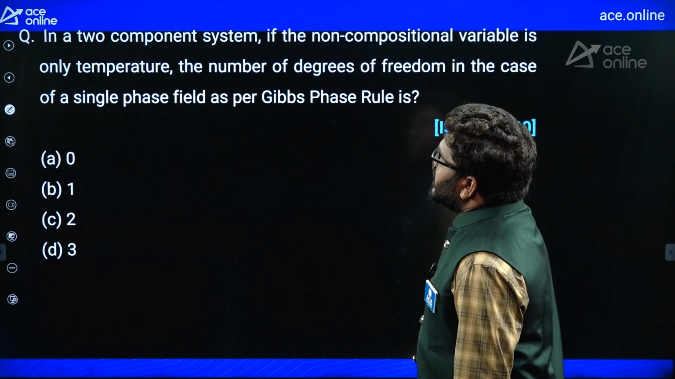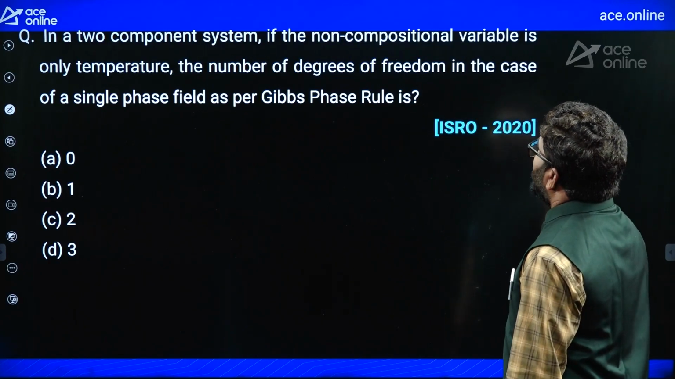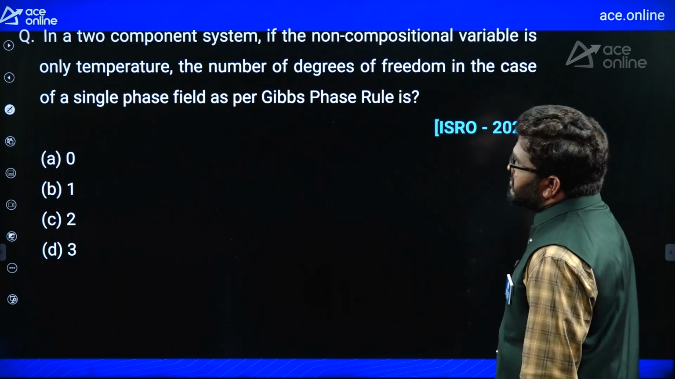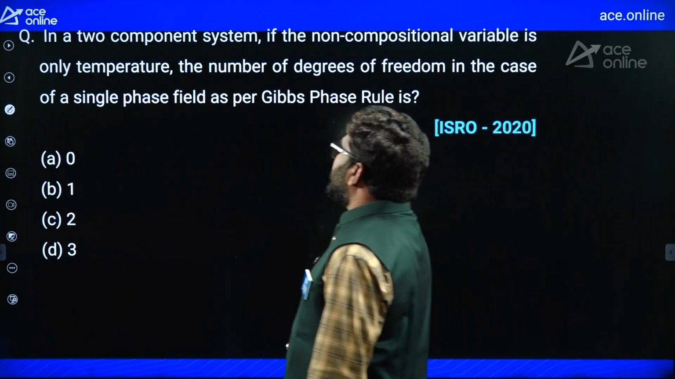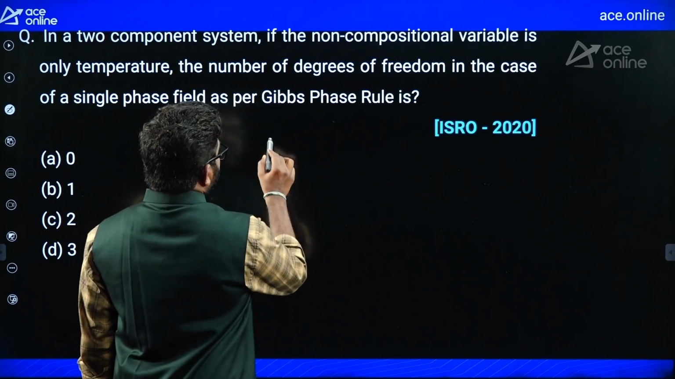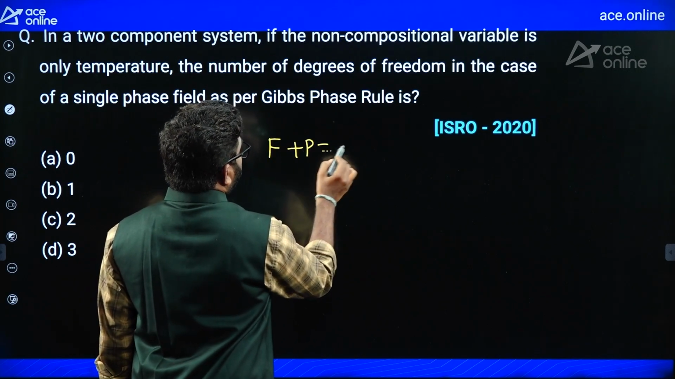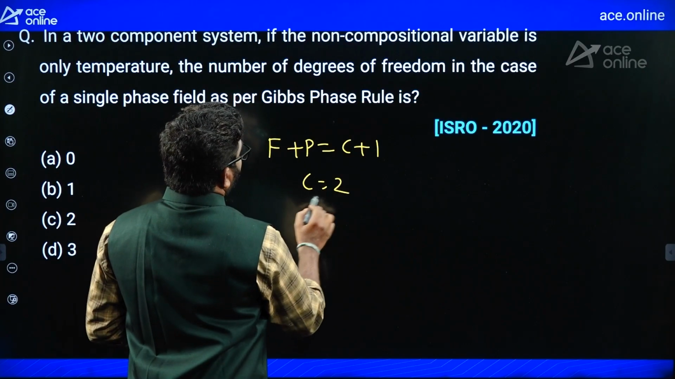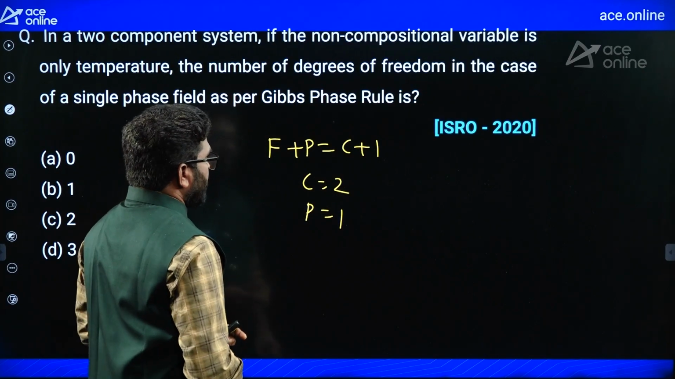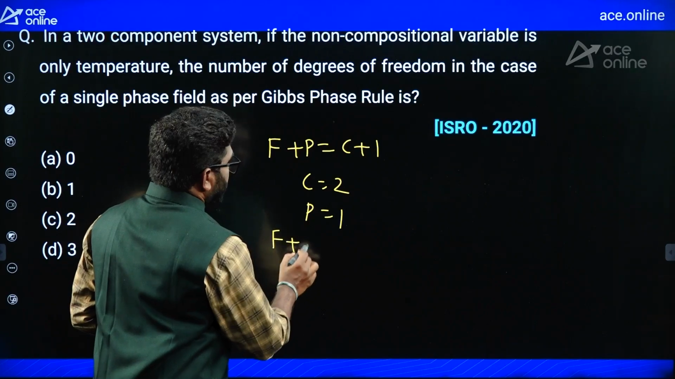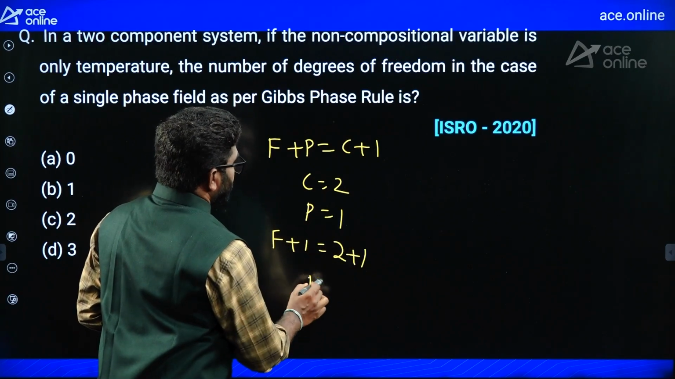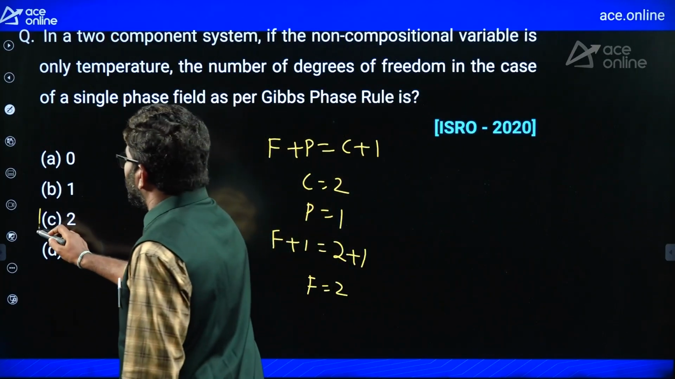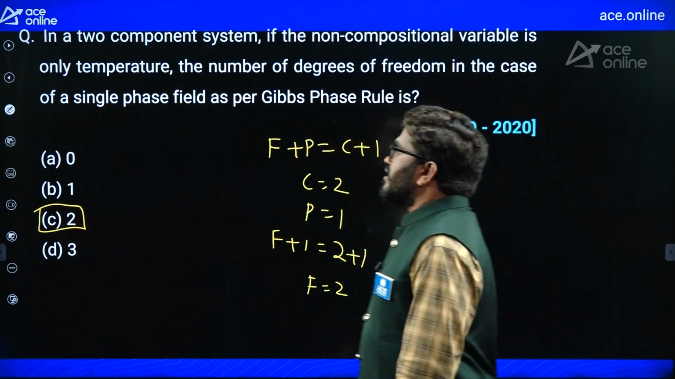Now, in a two-component system, if the non-compositional variable is only temperature, what is the number of degrees of freedom of a single phase solid as per the Gibbs phase rule? See, as per Gibbs phase rule, only temperature is a variable. Components are two, phase is only one. If I take now F plus 1 is equal to 2 plus 1, so degree of freedom is 2. C is the correct answer.